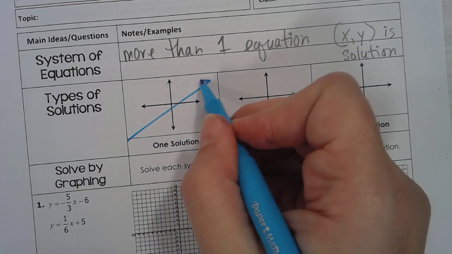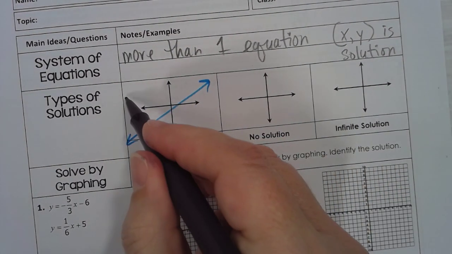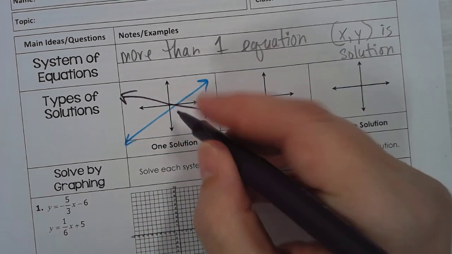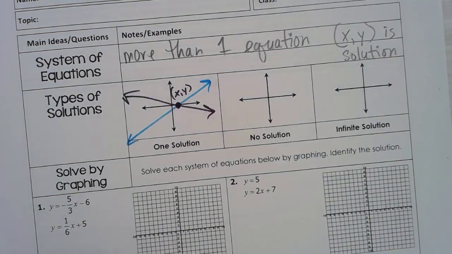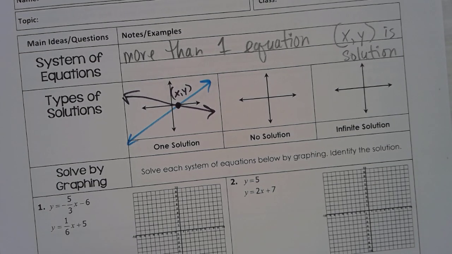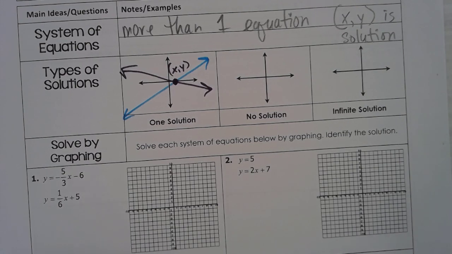So maybe we have a line that goes like this, and maybe we have another line that goes like this, right? And where they cross, this point right here, x comma y, is sitting on both of those lines, and so we call that a solution. That x and y value would be true when you place it back into both of those equations. That's the most common.